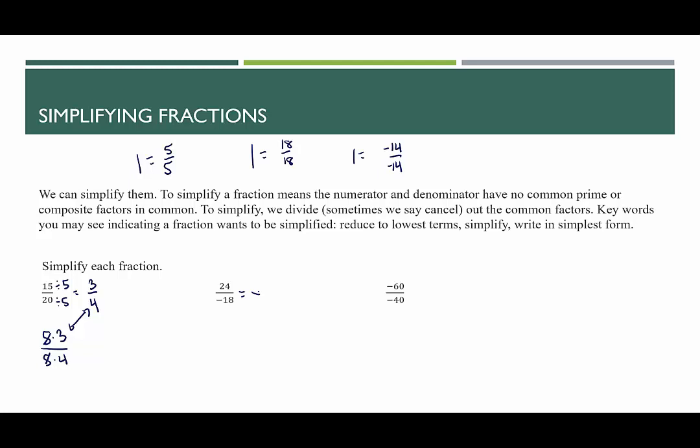And now we're going to focus on the 24 over 18. So what do those have in common? 24 and 18 have a couple numbers in common. So in that case, we want to try to figure out what the biggest is. But even if we don't, we can still get to the right answer. So I'm going to start with the biggest. The biggest factor that they have in common is 6. I'm going to divide 24 by 6, and I'm going to divide 18 by 6. 24 divided by 6 is 4. 18 divided by 6 is 3. And we're going to leave it like that.